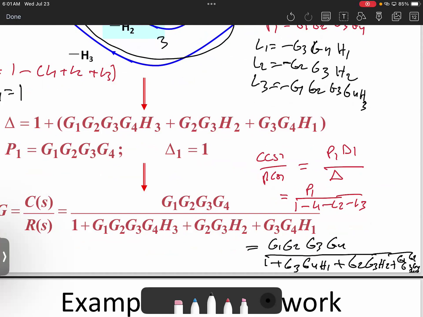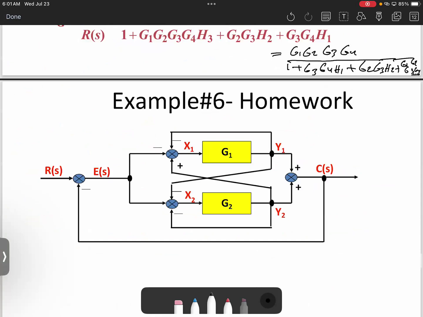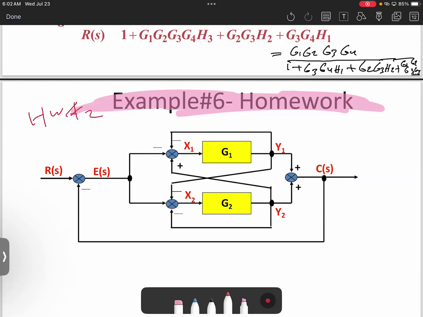Understood? Another homework. Come on, practice makes perfect. Practice makes perfect. So you have 2 problems for the homework. This is still for homework number 2. And this is due by Wednesday.